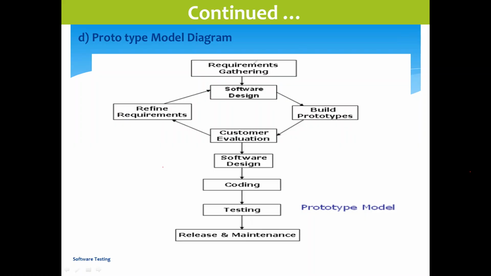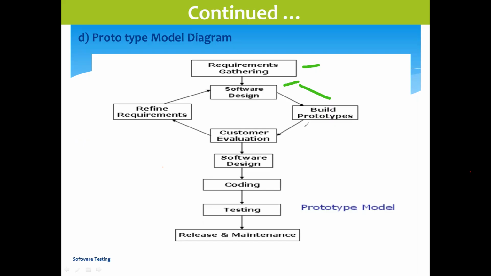Okay, so in this prototype model, requirements gathering is the first phase. Then it will come for the software design, second phase. After that software design, when it will start, first build prototypes will come. Build will be prepared by the development team. Build means some coding related things. They will start working on that parallel with the documentation.